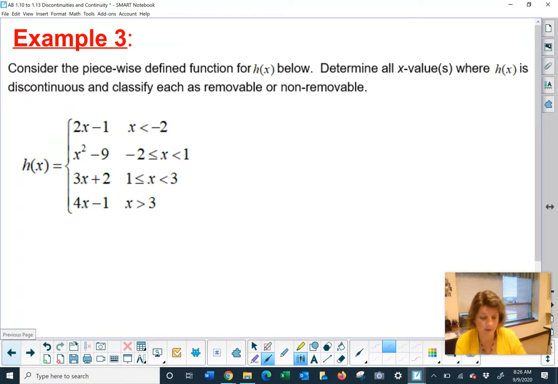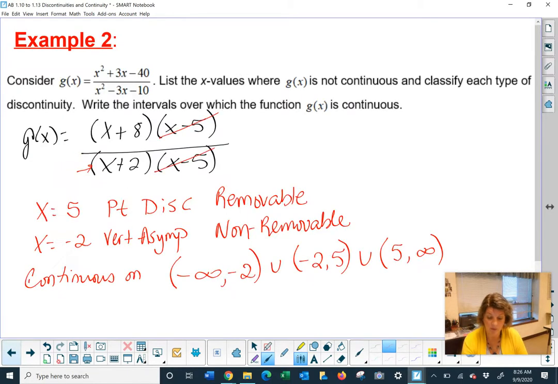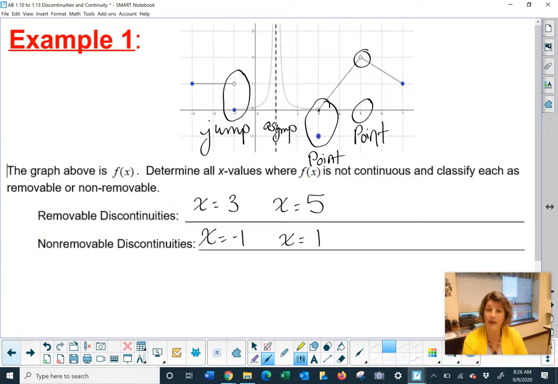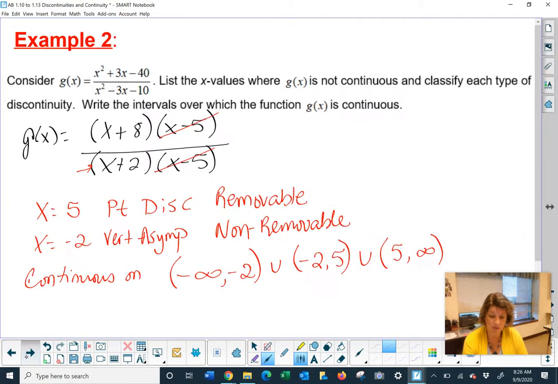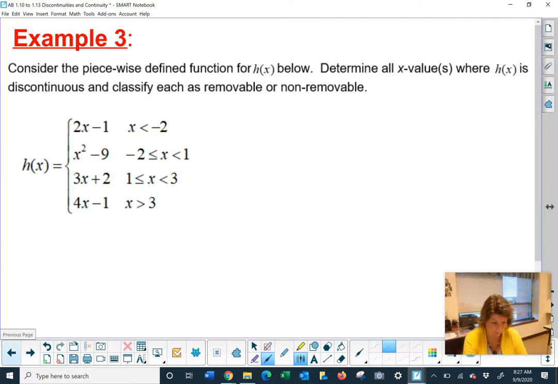Number 3, consider the piecewise function defined below for h of x. Determine all x values where h of x is discontinuous, classify them as removable or non-removable. Okay, so the last one, we used factoring and algebra to do it. The one before that, we had a graph. Now this one, they're giving us a piecewise function.